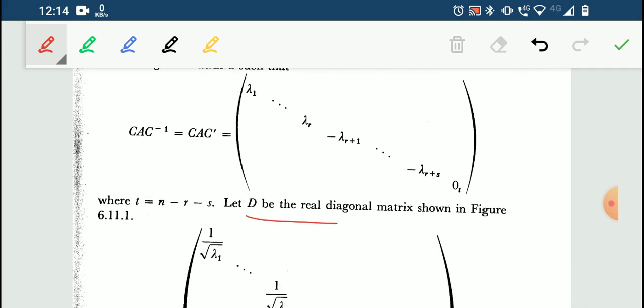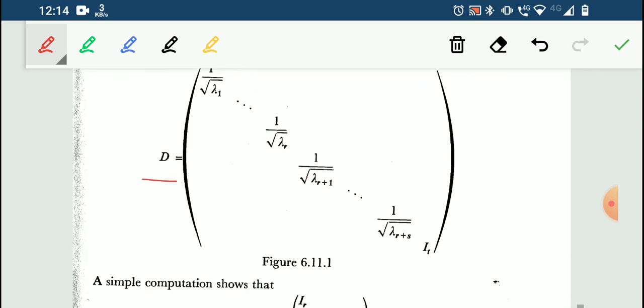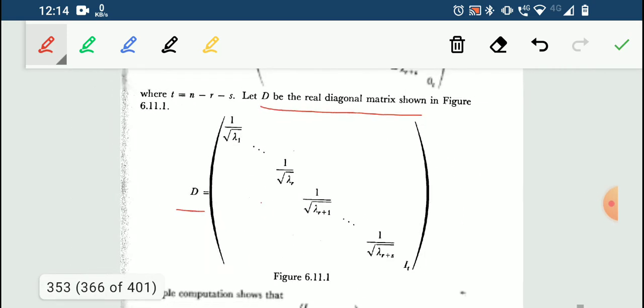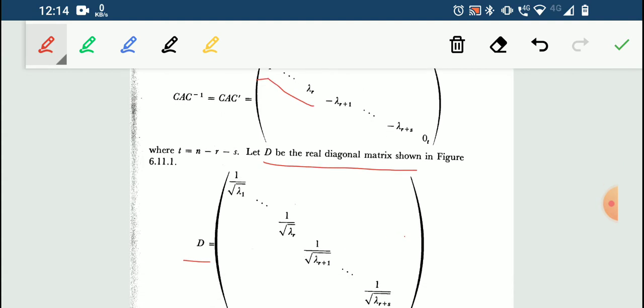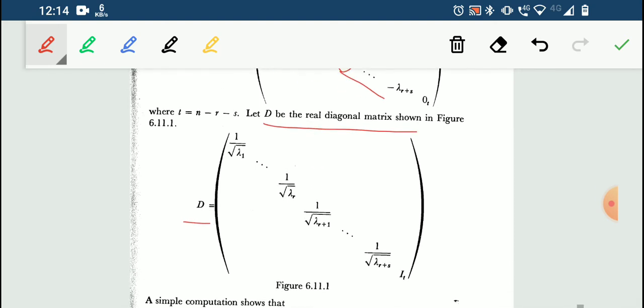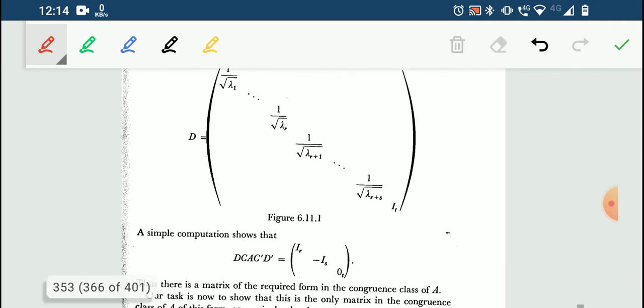So let D be a real diagonal matrix as shown in the figure. How is D defined? They have taken 1 by root of lambda 1, like all these elements, 1 by root of that. And here they did not take the negative but the positive, lambda r plus 1, 1 by root of lambda r plus 1 till 1 by root of lambda r plus s. And the remaining elements, which have t rows, will be taken as identity. So this is how we define D.